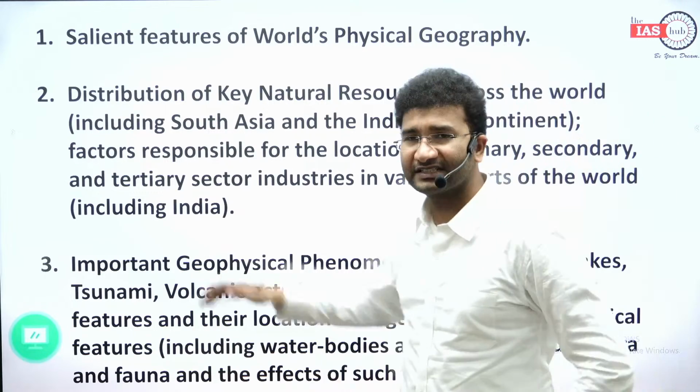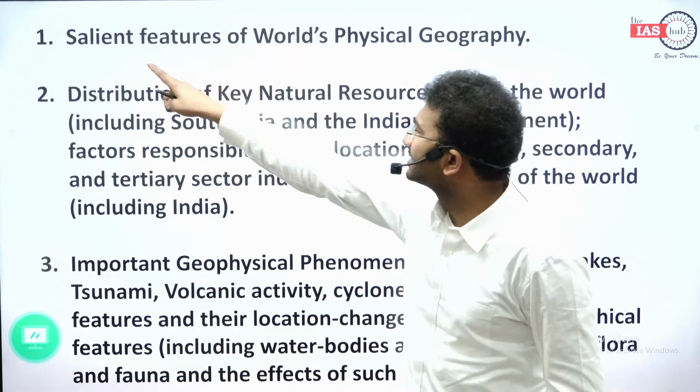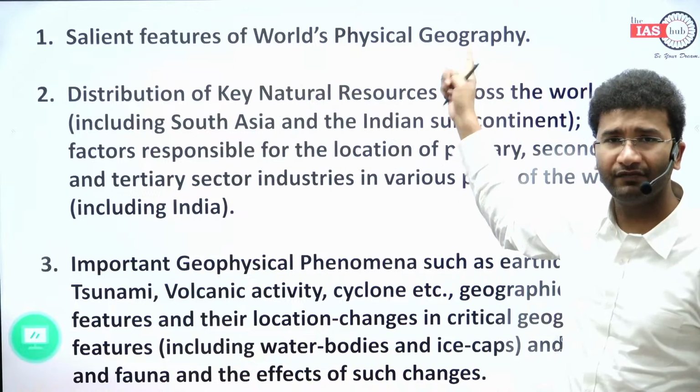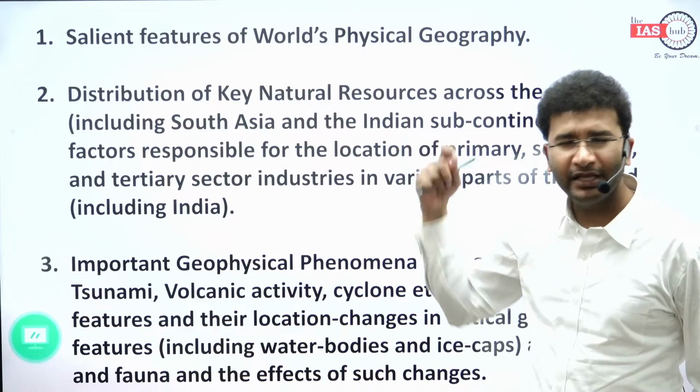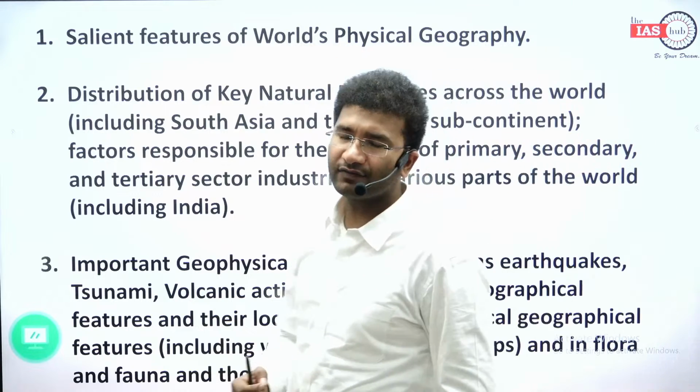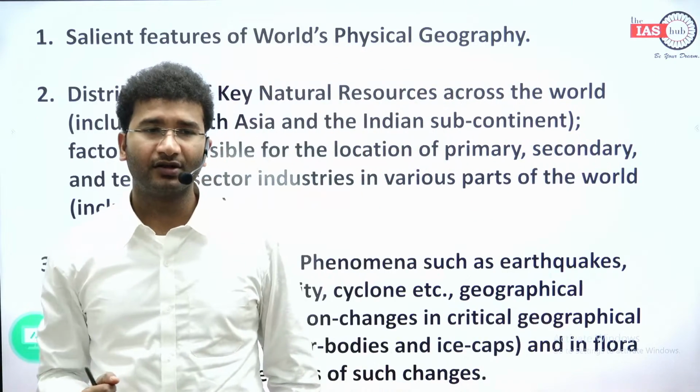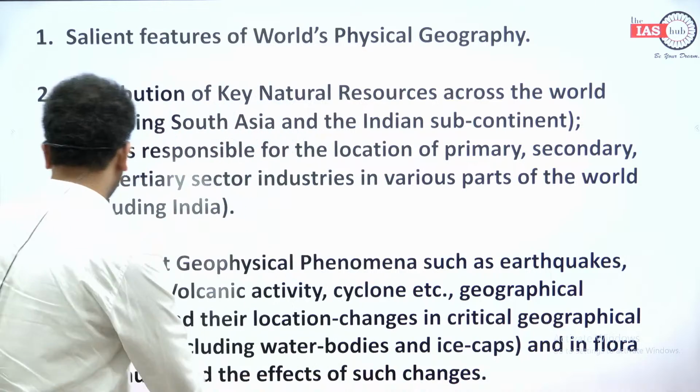Now look into the first sentence of the syllabus. It says that salient features of the world physical geography. Now here falls the physical geography. Now what do you mean by physical geography? In physical geography there are 5 different components. Now what are these 5 different components? Let me write it here.